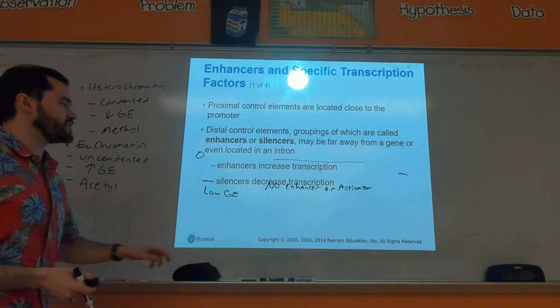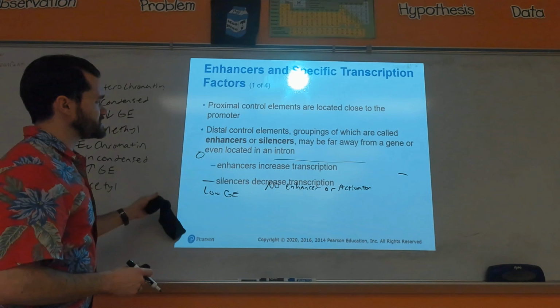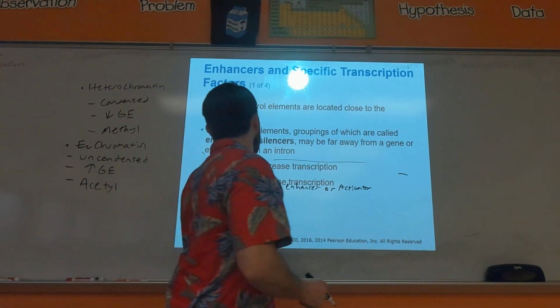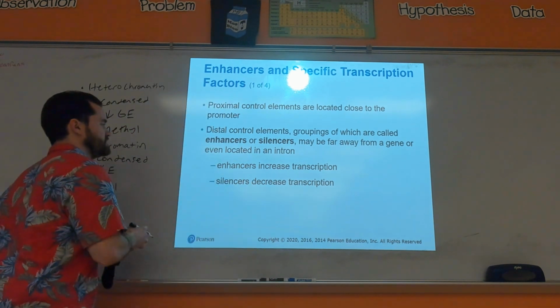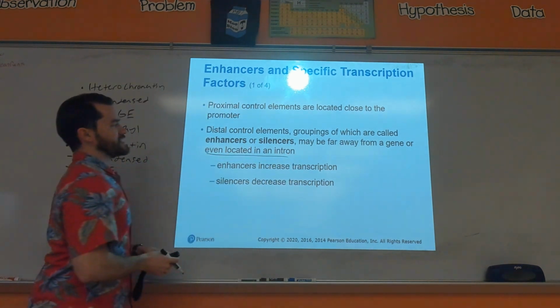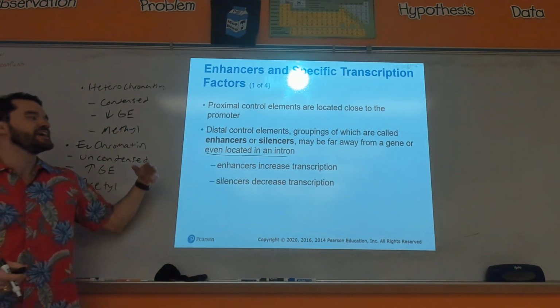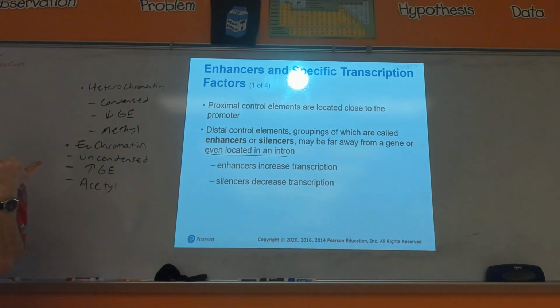So enhancers increase transcription, silencers decrease it. Another kind of lower key point is that the location of the distal control elements could actually be part of an intron of a different gene, which is kind of interesting. So sometimes introns of a separate gene could be an enhancer or silencer for another gene, complicating things even more.